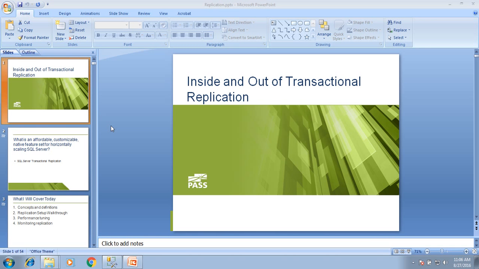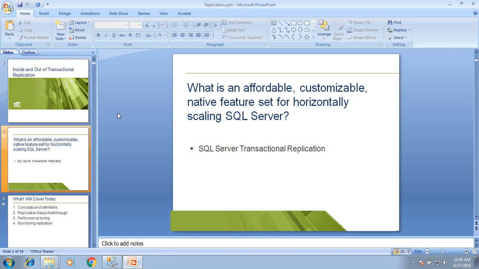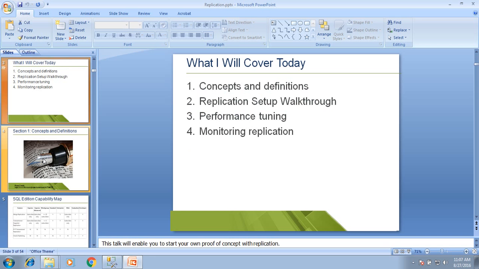Remember that in replication, we have two modes. We have horizontal and vertical. Now, an affordable, customizable native feature set for horizontal scaling of SQL Server is the feature SQL Server Transactional Replication. It is the most commonly applied method of data replication in a distributed database. So, what will be covered in this discussion? We have concepts and definitions, replication setup, walkthrough, performance tuning, and monitoring replication.